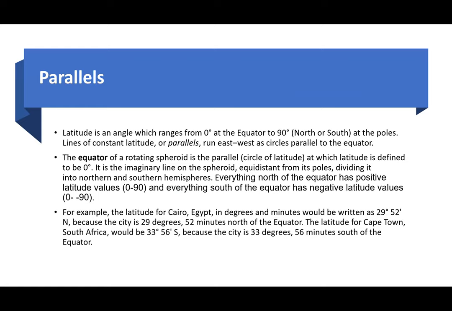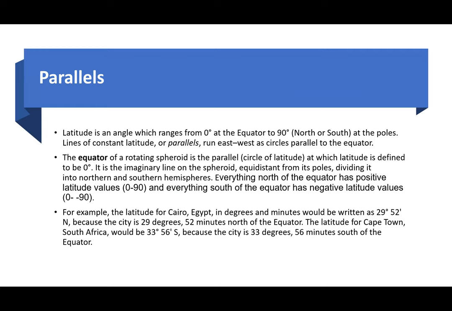Parallels, so we're talking about latitude, is an angle which ranges from 0 degrees at the equator to 90 degrees north or south. Again, remember the negative and positive that I was just talking about in the degrees, minutes, seconds, and decimal degrees. Lines of constant latitude, or parallels, run east-west as circles parallel to the equator. You see this on maps, you see this on globes. The equator of a rotating spheroid. Spheroid is one way to describe our planet.